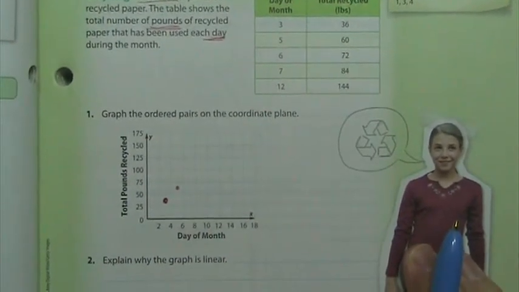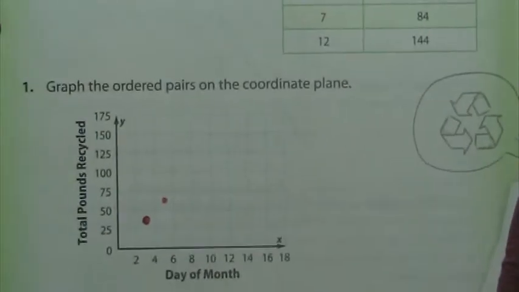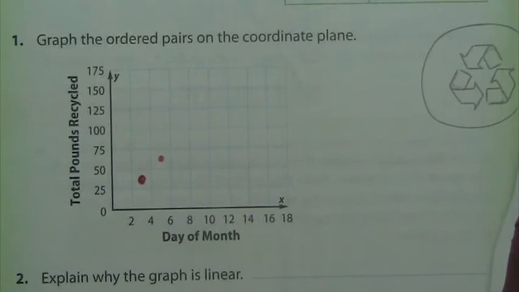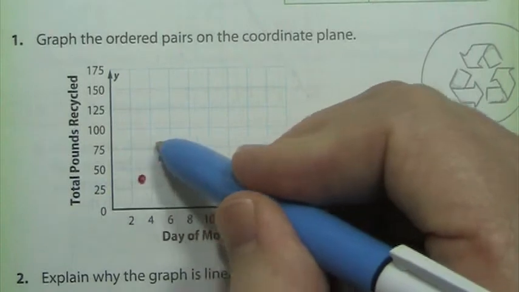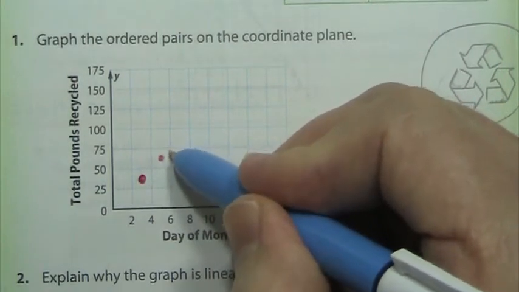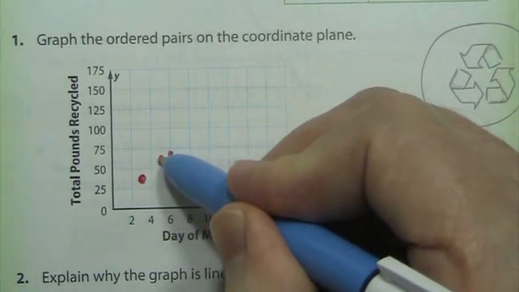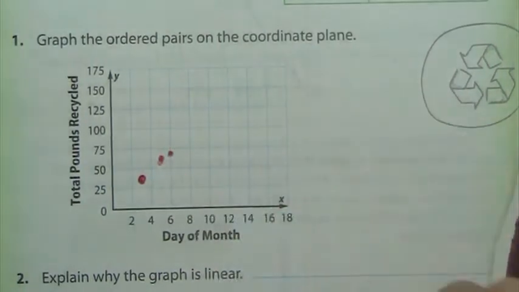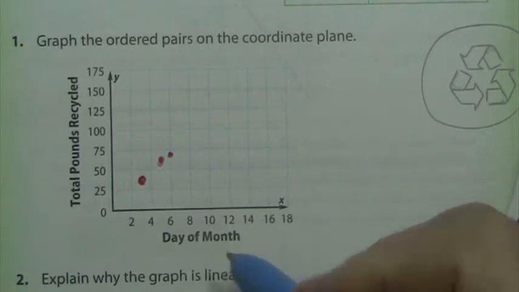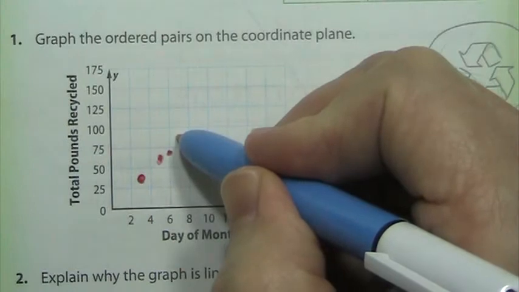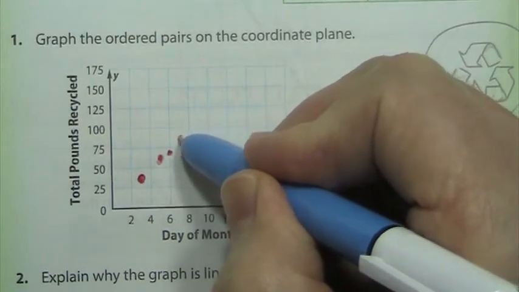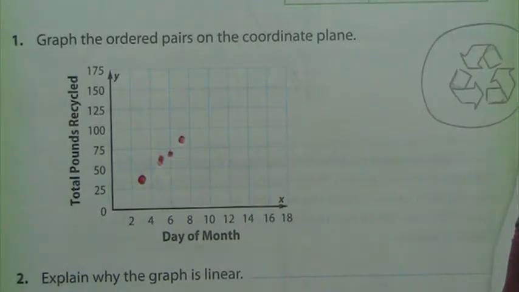Next one, 6 and 72. So let me kind of zoom in so you can see a little bit better. So 6, I go over 6, and I go up to 72. Well, here's 75. So 72 is right below it. And you can see I'm kind of off right now, but that's 6 and 72. What's the other one? 7 and 84. That's a little less than halfway. Boy, it's really hard to tell, huh?